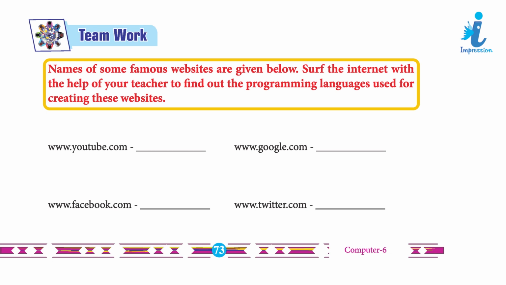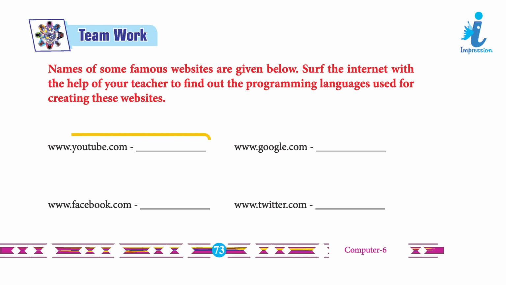Team work. Names of some famous websites are given below. Surf the internet with the help of your teacher to find out the programming language used for creating these websites. 1. www.youtube.com. Answer C++. 2. www.google.com. Answer PHP. 3. www.facebook.com. Answer Python. 4. www.twitter.com. Answer Java.